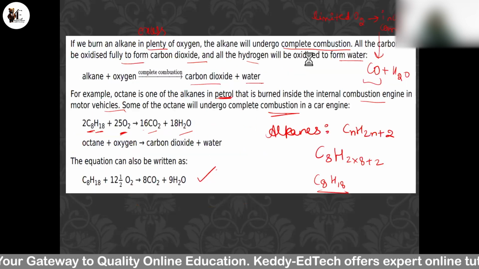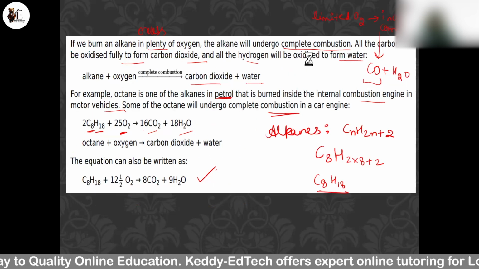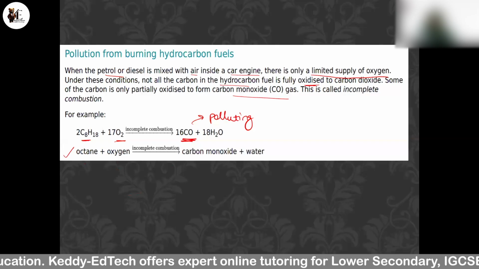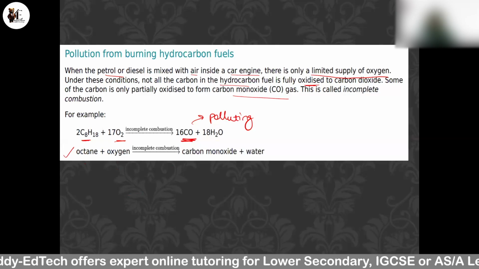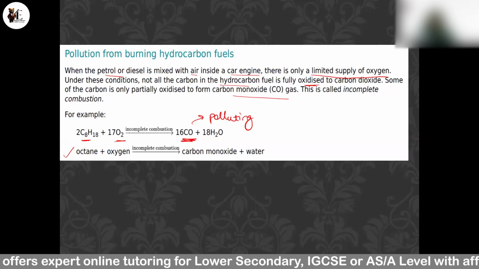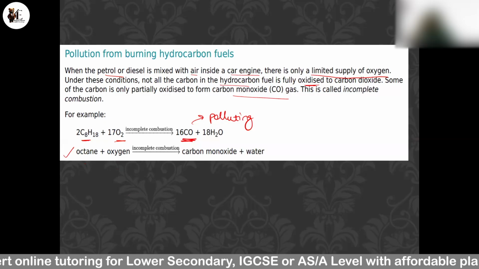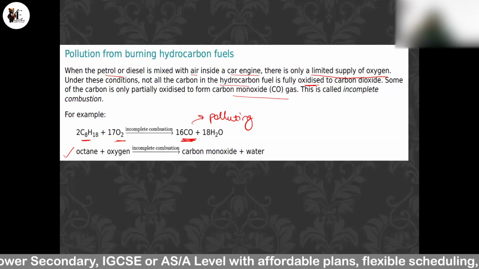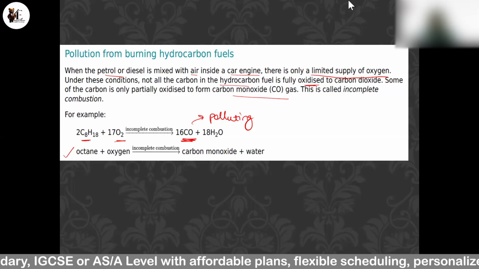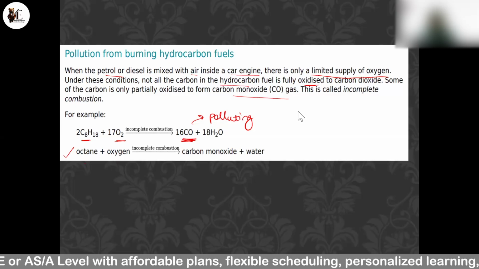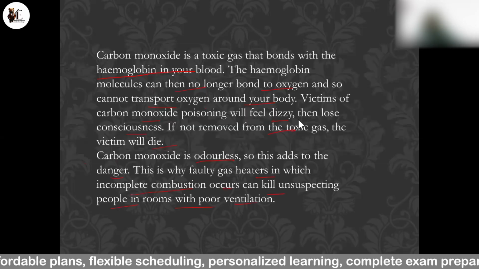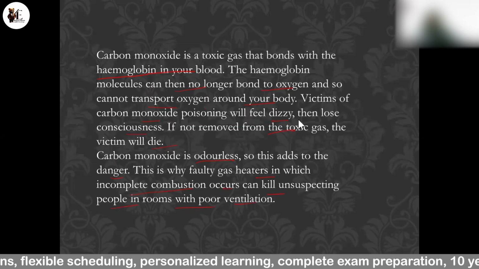We discussed that in complete combustion, carbon dioxide and water are produced from alkanes, and in incomplete combustion, polluting carbon monoxide gas is produced. So you can take a screenshot of this slide. This is the pollution from burning hydrocarbon fuels, that carbon monoxide gas is released. Another pollution we'll study in the next slide.